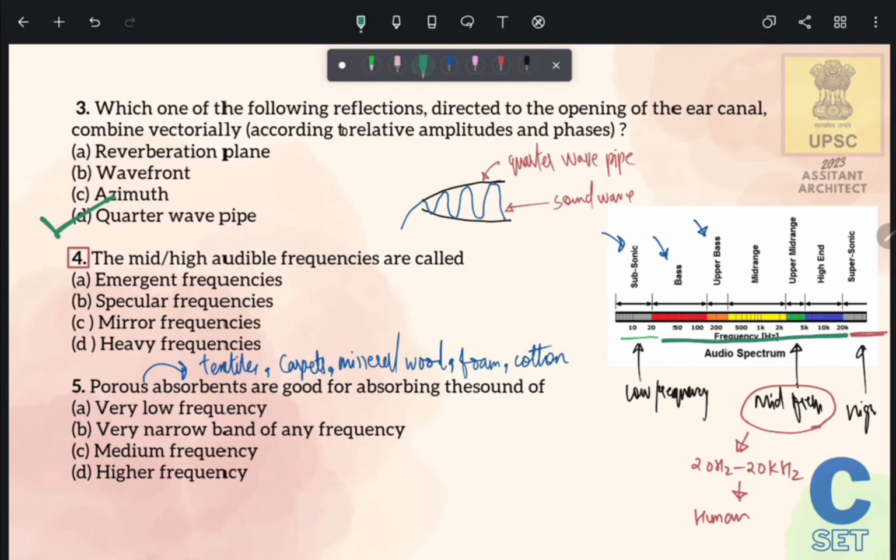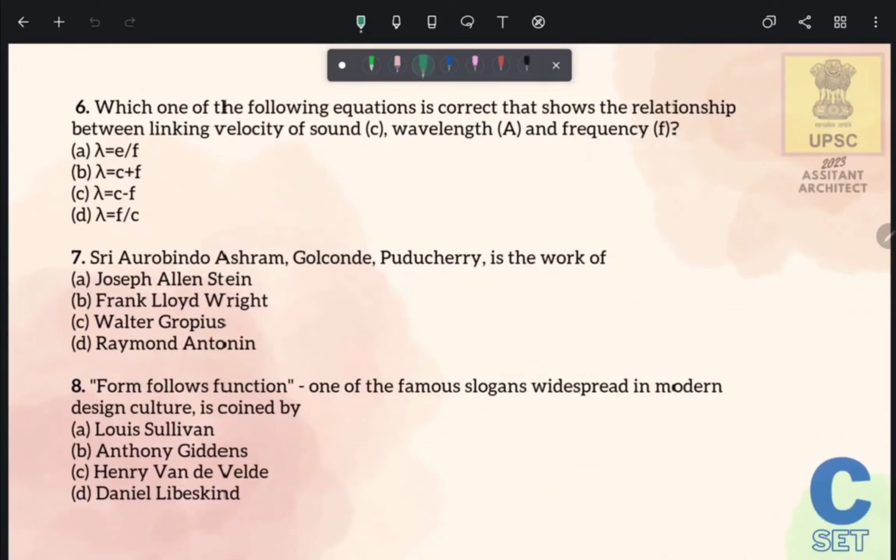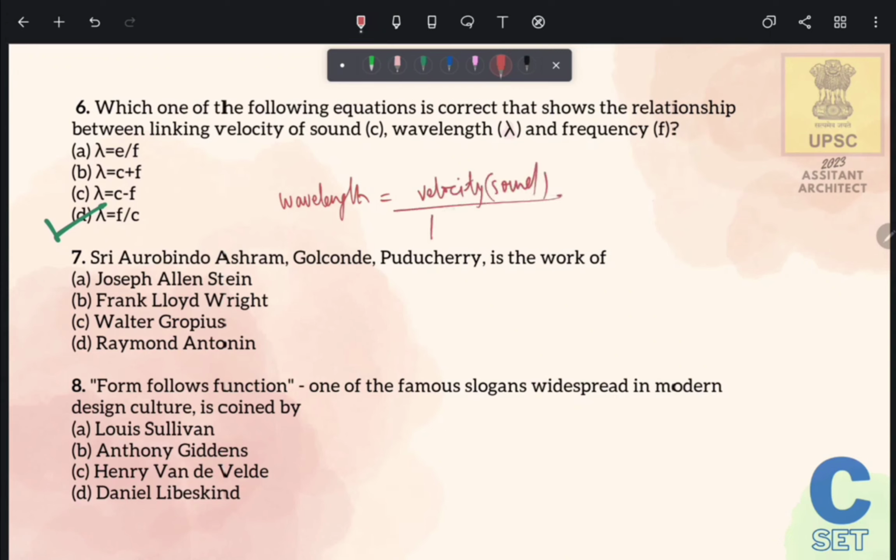These objects are very good in absorbing higher frequency. So the correct answer is option number D. Let's see next question. Which one of the following equations is correct that shows the relation between velocity of sound, wavelength and frequency? So the correct answer of this question is option number D, lambda equals C upon F, or we can say wavelength equals the velocity of sound upon the frequency.